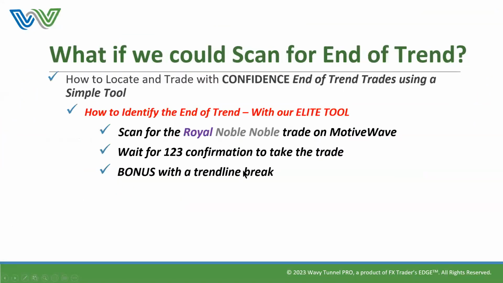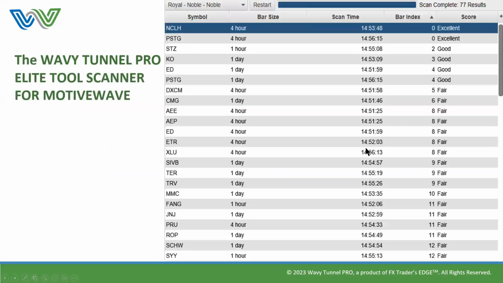Okay, let's just talk about Motive Wave. On Motive Wave, I didn't scan for the breakout 4 trade. I scanned for another trade, the Royal Noble. So this is the scan. And on Motive Wave, this is the bar size. I ran this yesterday. The bar index. And then the score is excellent, but this has to do with when the trade presented. So I'm going to show you the trades which are just presenting now.